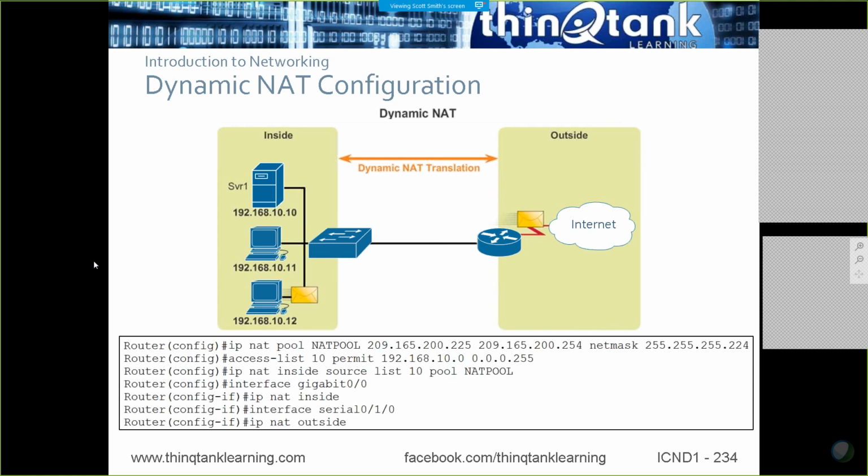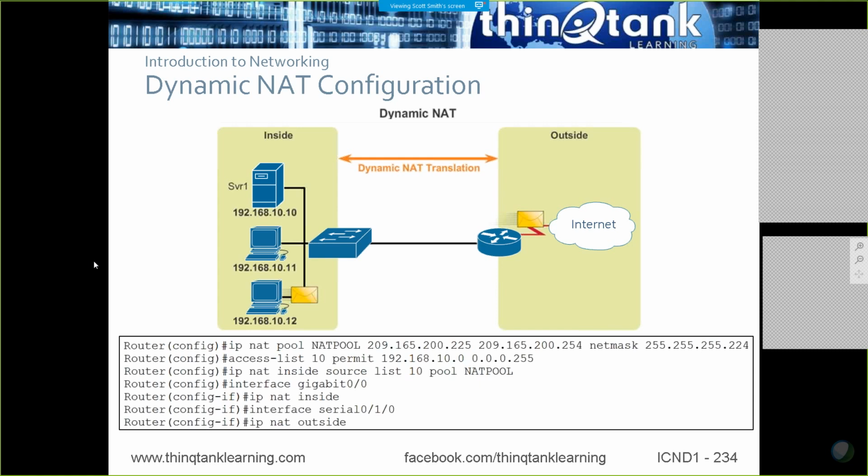Again, same topology. I've got a router that's participating on the inside of the network. I've got a router that's participating on the internet. That router is my NAT boundary. The first task is to create your pool of addresses. We use the command IP NAT pool. And in this case, the pool has a name. The name of our pool is called NAT pool.